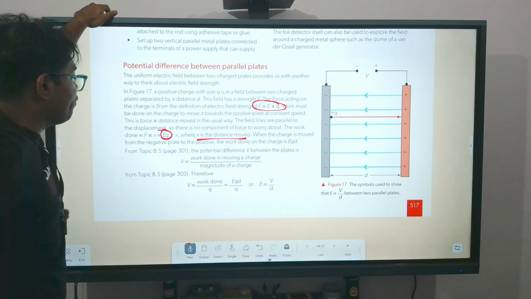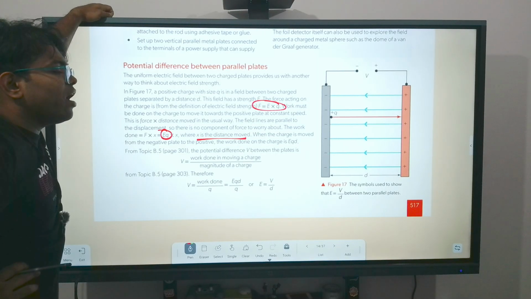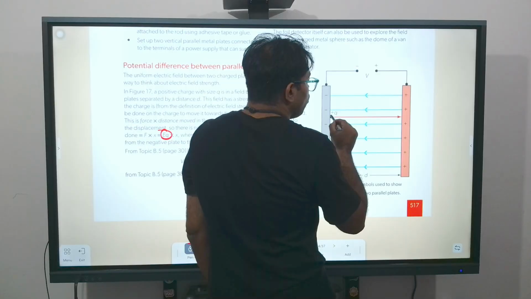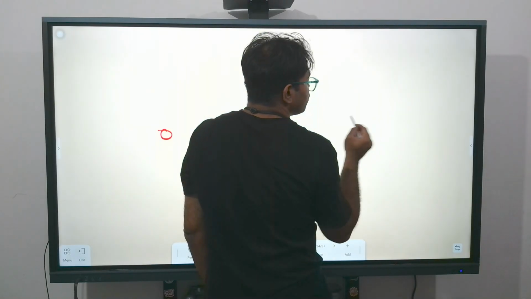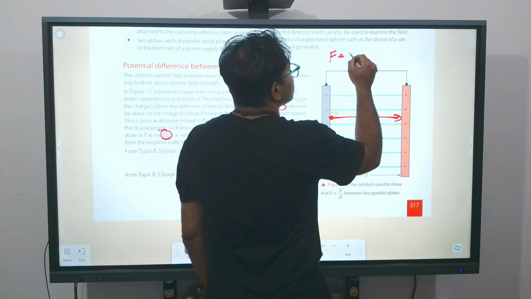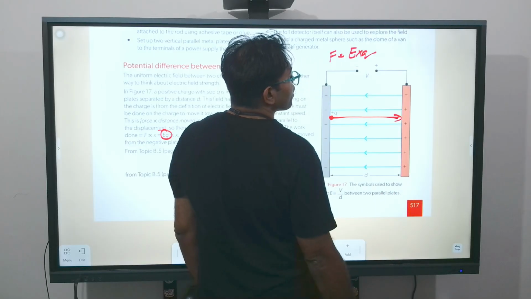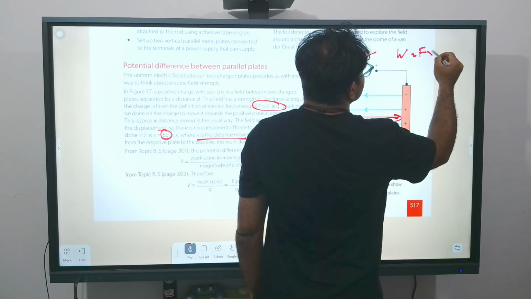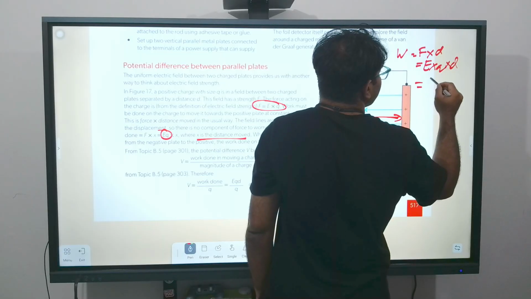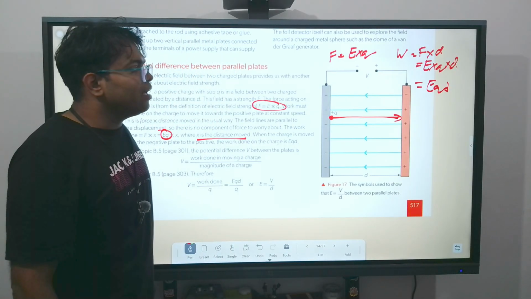When the charge is moved from the negative plate to the positive plate, the work done on the charge is EQd. So basically, Akshay, what was the force with which you were moving the charge from here to here? Force is equal to electric field multiplied by charge, and you moved it a distance of d. So work done is equal to force times d, which is equal to electric field multiplied by charge multiplied by d, equal to EQd, right?